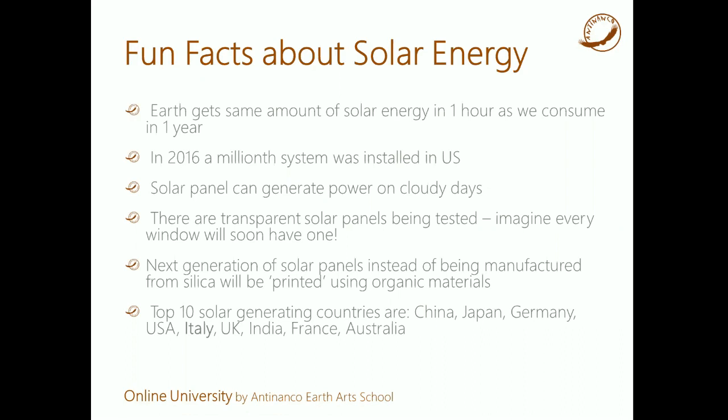In the US, in 2016, a 1 millionth system was installed, a complete off-grid or on-grid solar system. We're not talking about the little ones like the one we just saw, but a big house type of system. A solar panel can generate power even on cloudy days. Obviously not as efficiently, but it still can. The UV rays penetrate the clouds.